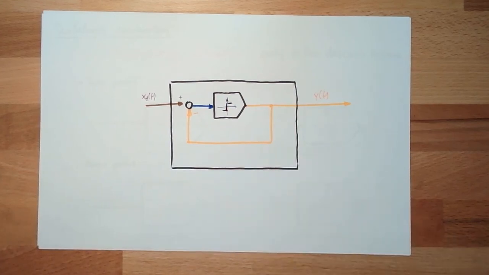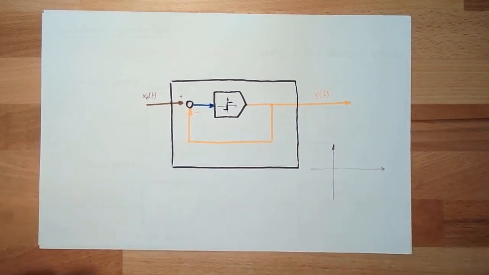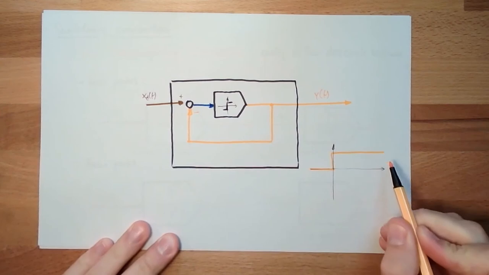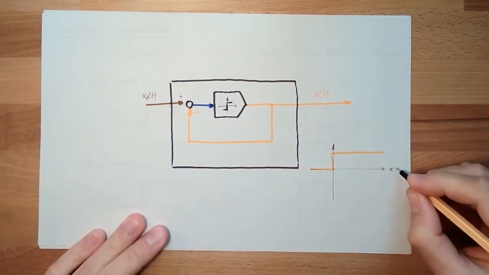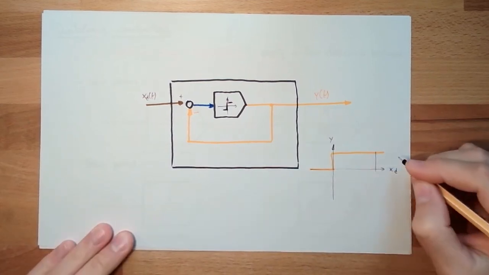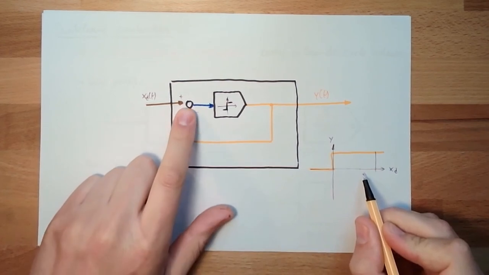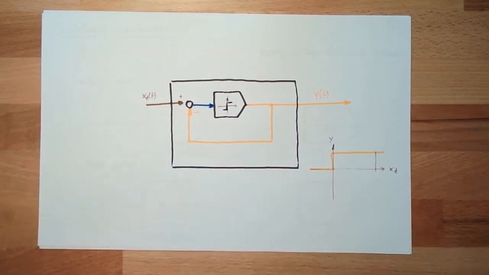How is this working? Let's say our controller difference is big enough. Let's make a drawing. We said here is XD, here is Y. Let's say our controller difference is big enough, and now we are here somewhere. That's our current XD. We turn on Y, and this will be reduced. This is reducing XT. I've forgotten here. Here is some transfer function, FH.